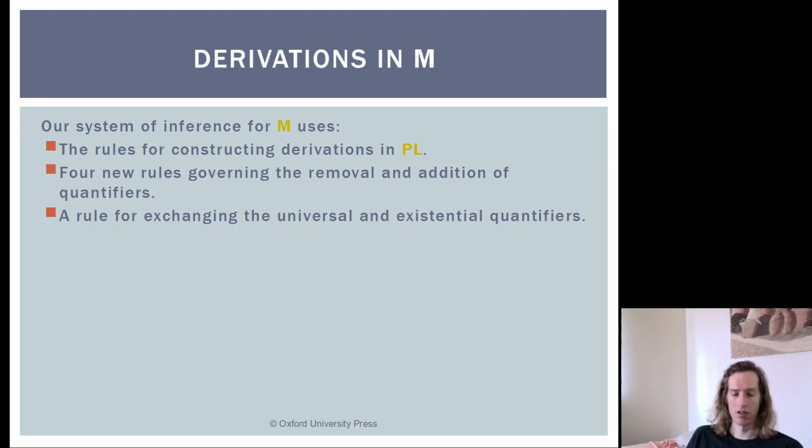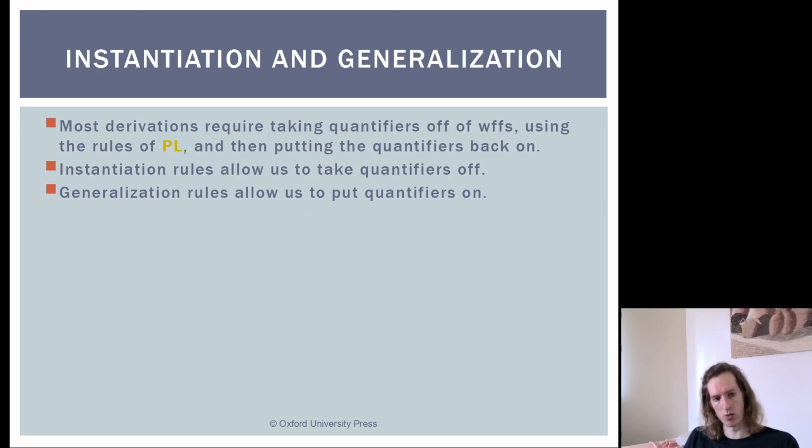A lot of the proofs that we're going to be doing involve just taking the quantifiers off, doing the work that we need with just the materials that a quantified formula has within it, and then putting the quantifiers back on at the end of it. And we'll also have a rule for exchanging the universal and existential quantifiers, because as we'll see, it'll be possible to express universal statements in the form of an existential and vice versa. But there's some rules that we'll have to follow to do that.